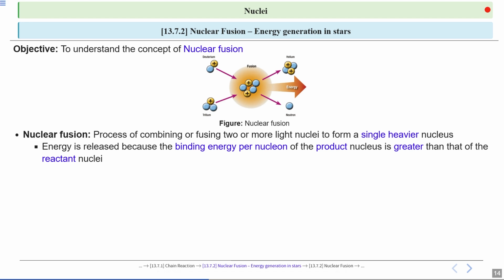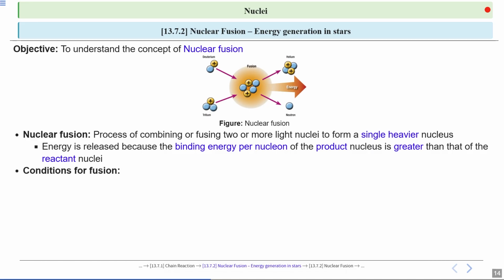Why does fusion release energy? It's because the binding energy per nucleon, that's the energy holding each proton and neutron together in the nucleus, is greater in the product nucleus than in the original, lighter nuclei. This difference in binding energy is released, often as heat and light. For example, when hydrogen nuclei fuse to form helium in the sun, a huge amount of energy is released.